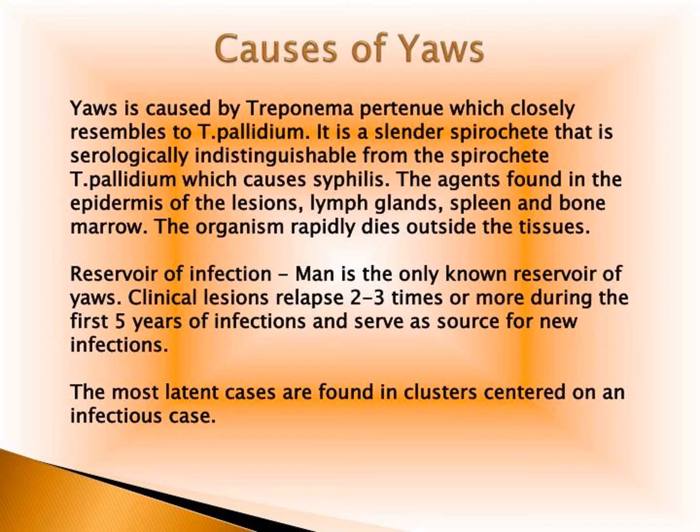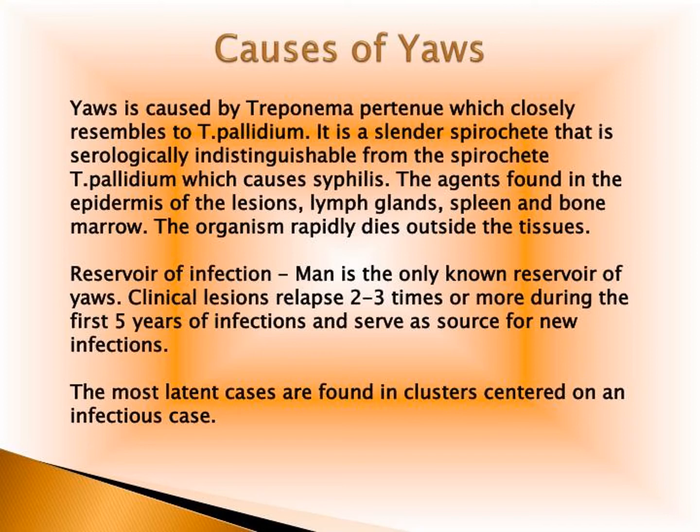The agents are found in the epidermis of the lesions, right, that you saw on the individual's face in the prior photo. The lesions or the agents of the disease can also be found in lymph glands, the spleen, as well as bone marrow. And the organism rapidly dies outside of the tissues, right? This is why it doesn't provide a huge infectious spread, right? Humans are the only known reservoir for yaws, right?